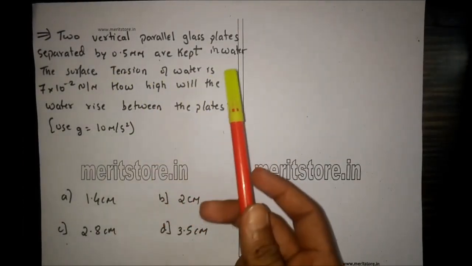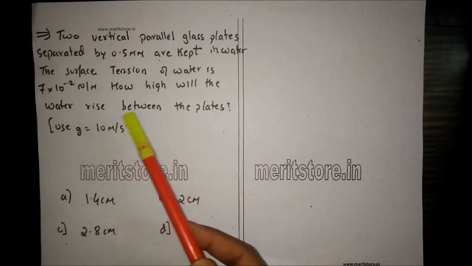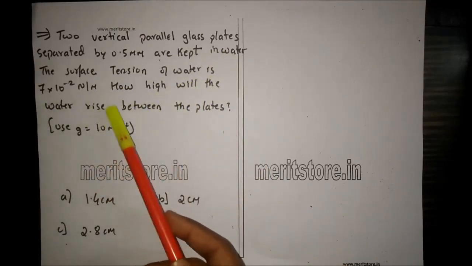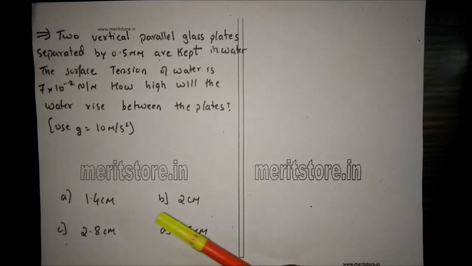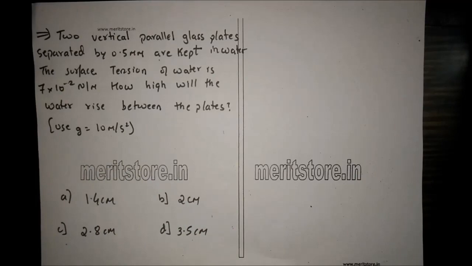Two vertical parallel glass plates separated by 0.5 millimeter are kept in water. The surface tension of water is 7 into 10 raised to minus 2 Newton per meter. How high will the water rise between the plates? Here we are told to use g as 10 meter per second square.